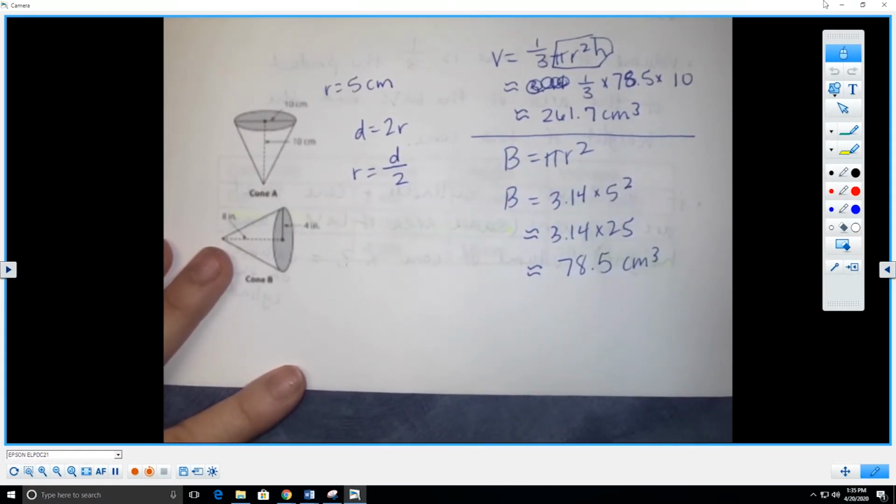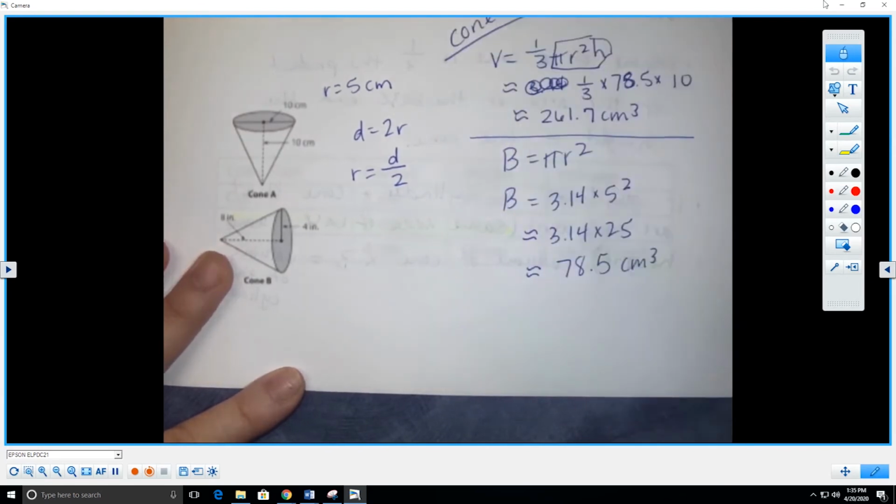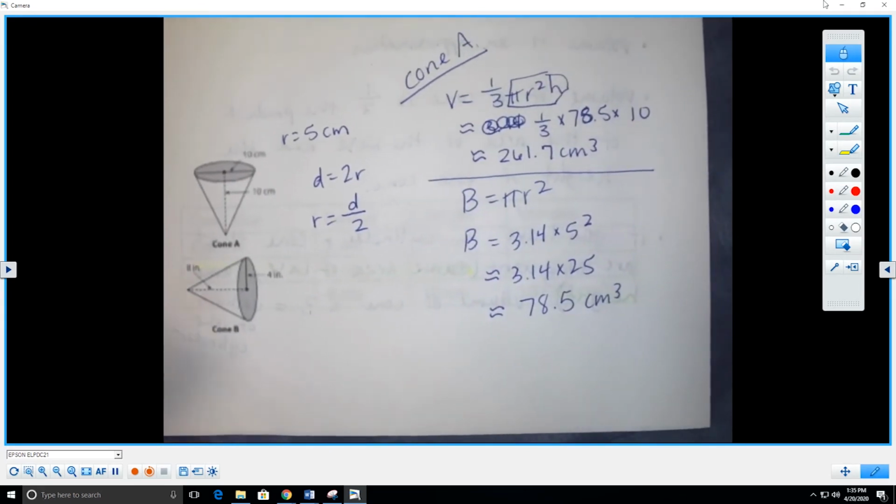So since we already know the height and the radius, let's go ahead and find the volume for cone B. Let me make sure I write down that this is cone A. I'm going to highlight that for you so we don't get our work confused.